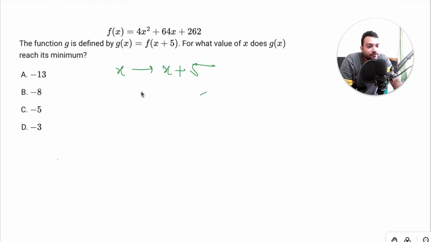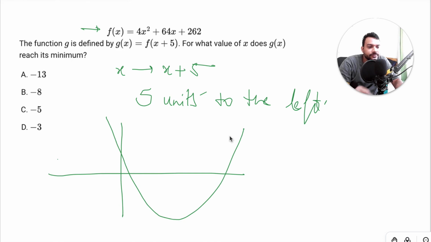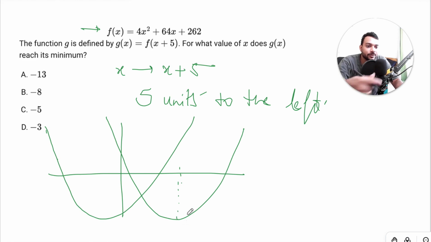This means the graph will be translated 5 units to the left. So if we just draw an indicative graph of the given function f(x), this is the curve given for f(x). 5 units to the left, it looks like this. So initially the vertex was, so the minimum in a quadratic function is basically the vertex, provided the parabola opens upwards, which is there in this case. So the vertex is the minimum point.